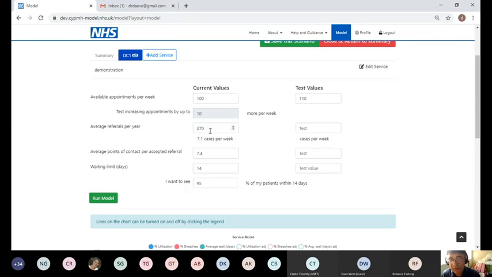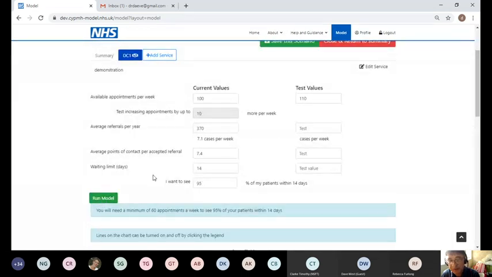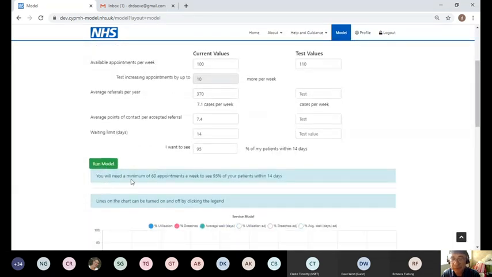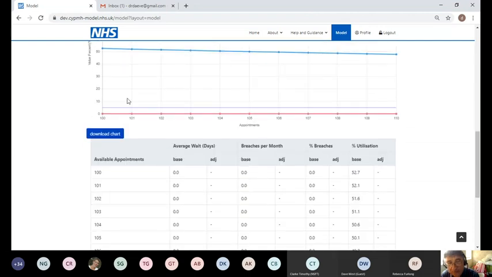But yeah, I know my 370 referrals per year. I know it's 7.4 points of contact per accepted referral. I know I want to get as many of them as I can in within 14 days, 95% please. So I'll put those in, run the model. And the model says you will need a minimum of 60 appointments a week to see 90% of your patients within 14 days. What these numbers do up here, the current values and test values for appointments, is they set the axis on this graph.